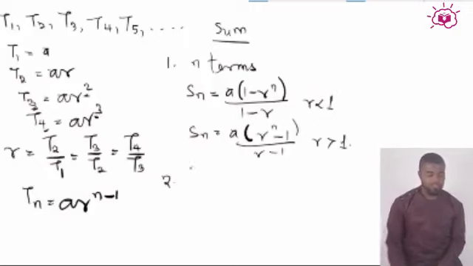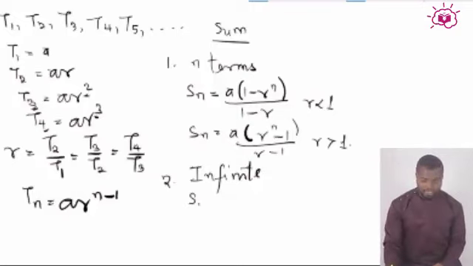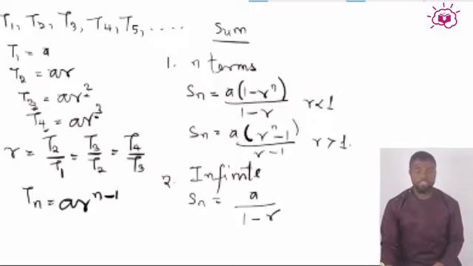Now the next will be the summation of an infinite series. In this case, our Sn, our sum of terms, will be a over 1 minus r. This is irrespective of whether r is positive or negative.